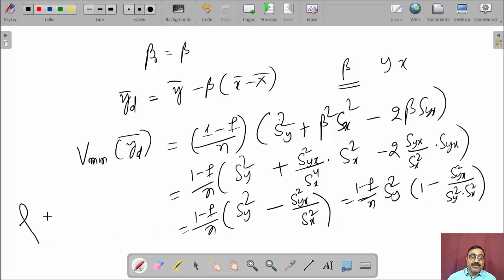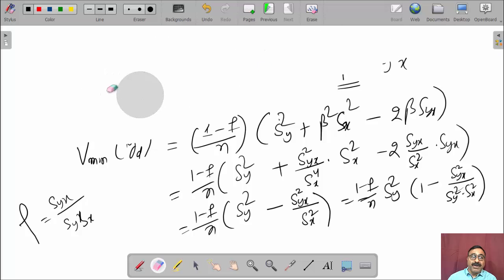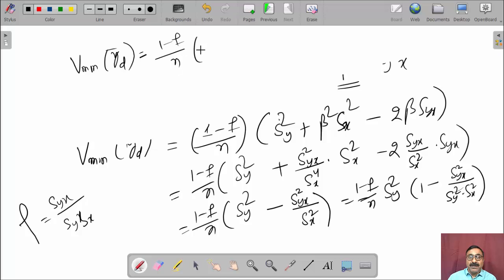Now rho is the population correlation coefficient between y and x, so rho will be equal to syx by sy sx. So this will be rho square. So the minimum variance of the difference estimator is given by (1 minus f) by n sy square times (1 minus rho square).